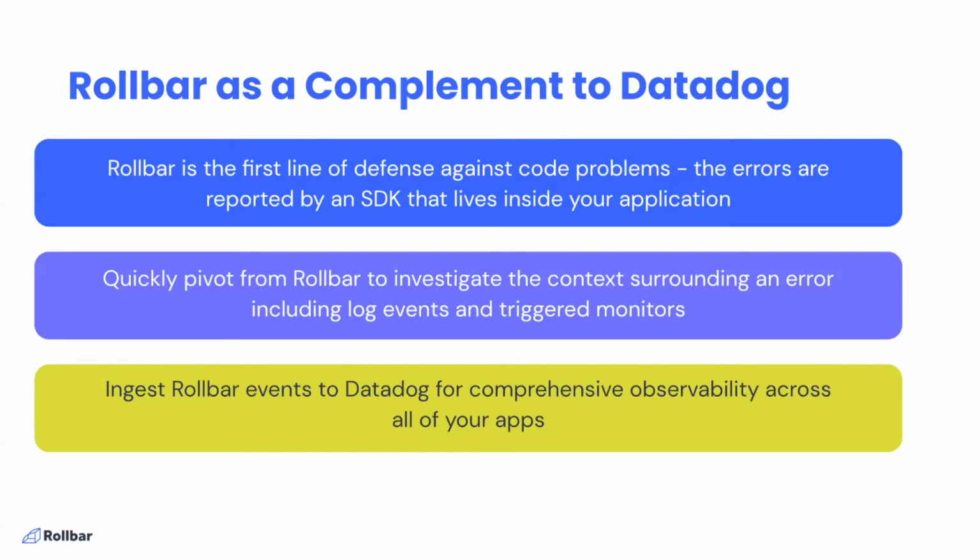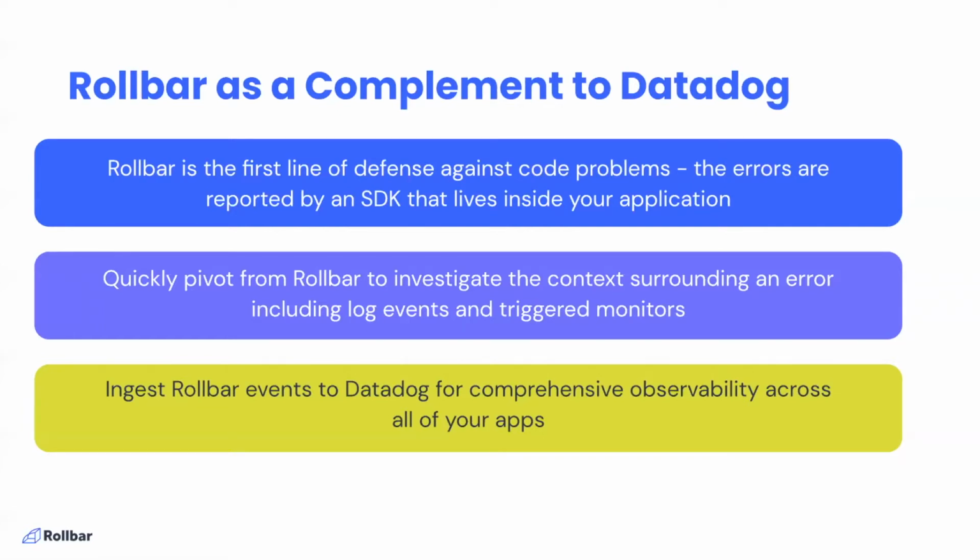Then we'll also see how from Rollbar, you can move into your observability tools. Datadog is the one that we'll look at today. So quickly pivoting from Rollbar, where you're doing your error investigation, and moving over into the logs and the APMs to continue your investigation without losing any context there.